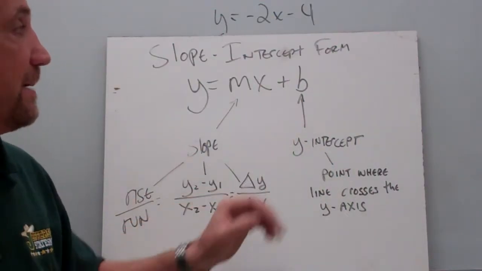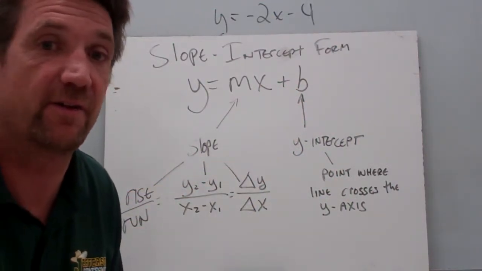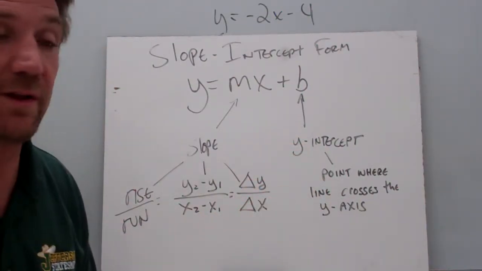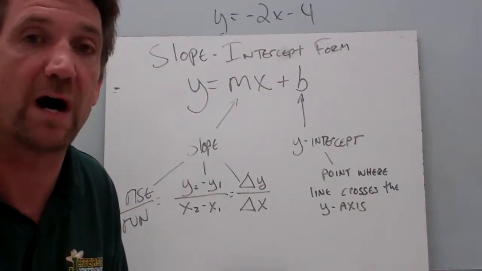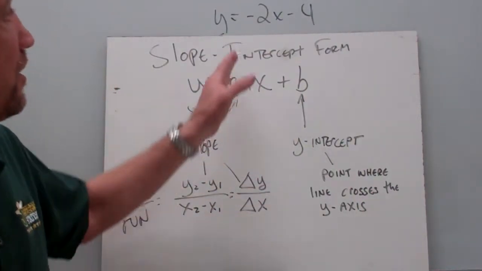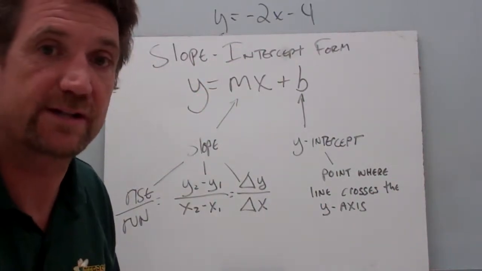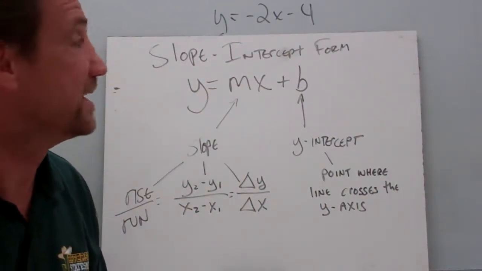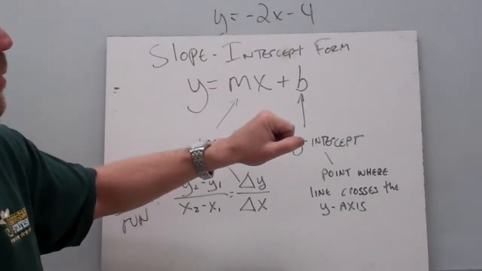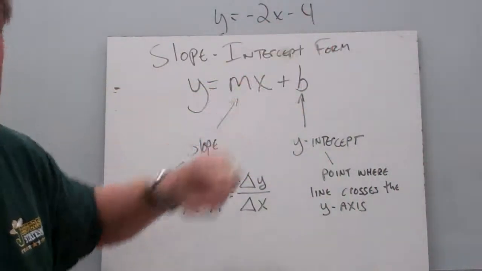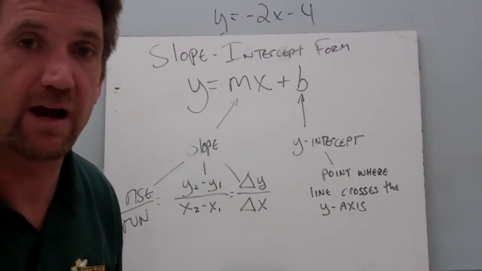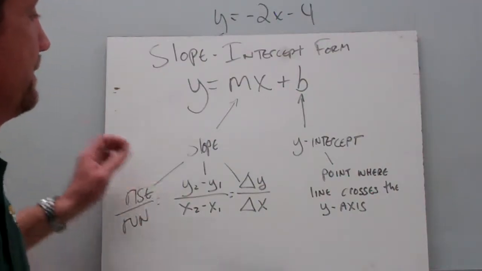Okay, and the y-intercept, the b, is abbreviated for the y-intercept. The y-intercept simply is the point where the line crosses the y-axis. So if we go back to our original equation, y equals negative 2x minus 4, we can say that this line would have a slope of negative 2 and a y-intercept of negative 4. Let's take a look at what that would look like if we were to graph it on a coordinate plane.